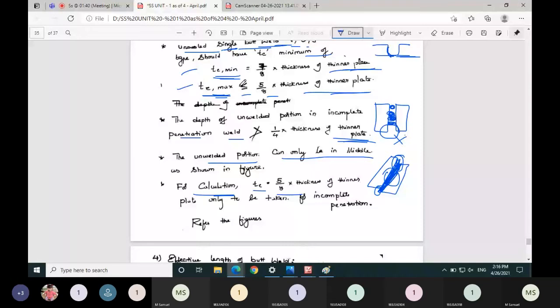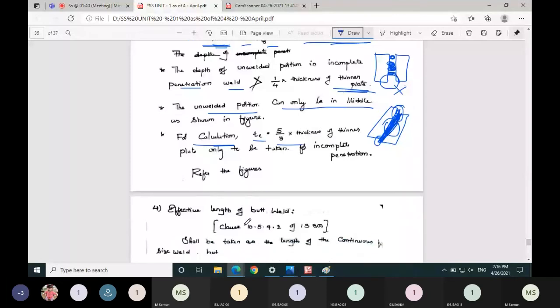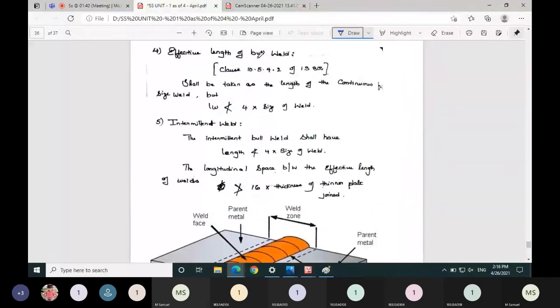Okay, and what is the effective length of the butt weld? Effective length of the butt weld. This is the code provision, clause number 10.5.4.2 of IS 800. As per this code provision, the effective length of the butt weld shall be taken as the length of the continuous weld for which the full size weld, but LW should not be less than 4 times of the size of the weld. So here, see here.